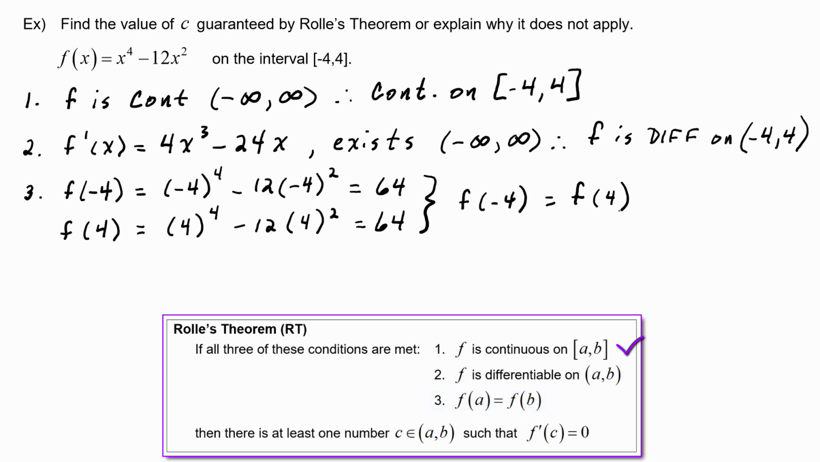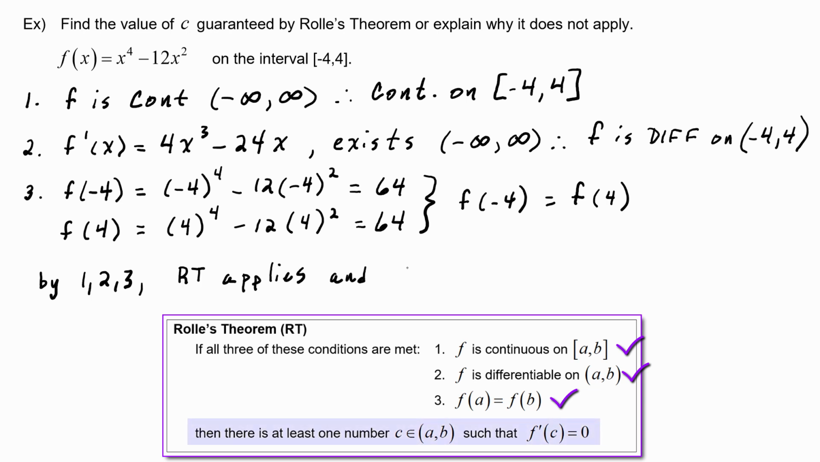So we've satisfied all three conditions of the hypothesis. So now by 1, 2, and 3, Rolle's theorem applies. And there exists c on the open interval from -4 to 4 such that f prime of c will equal 0.